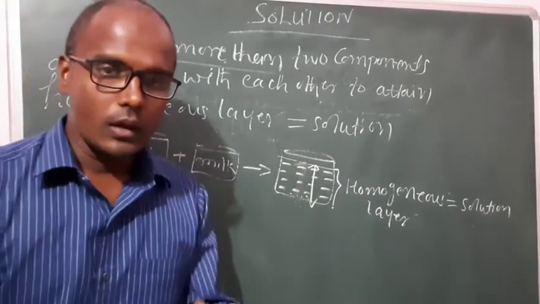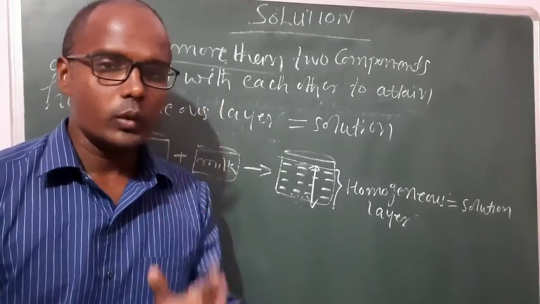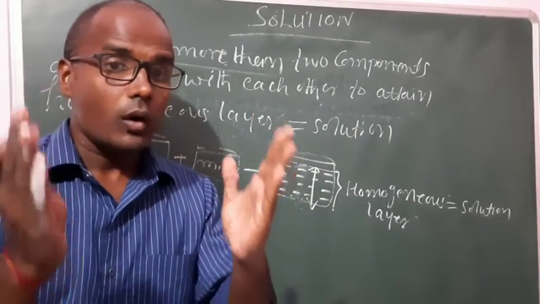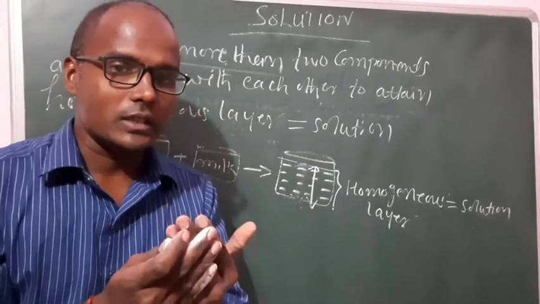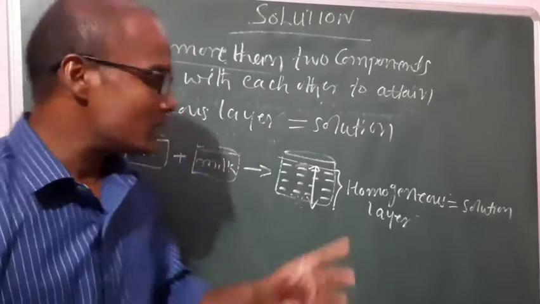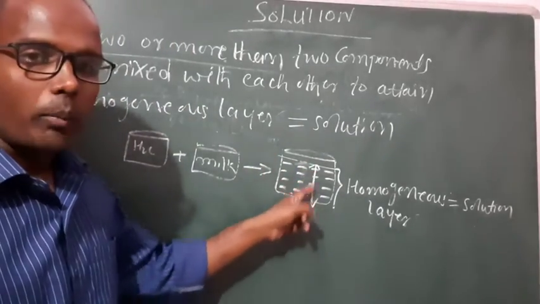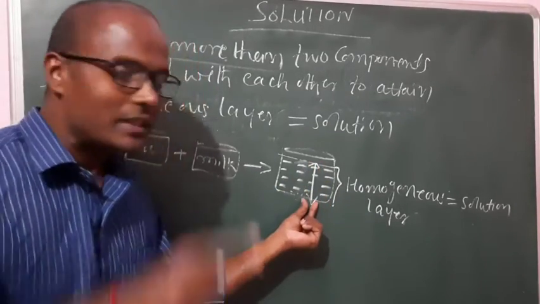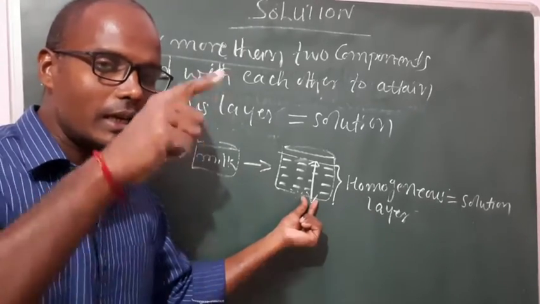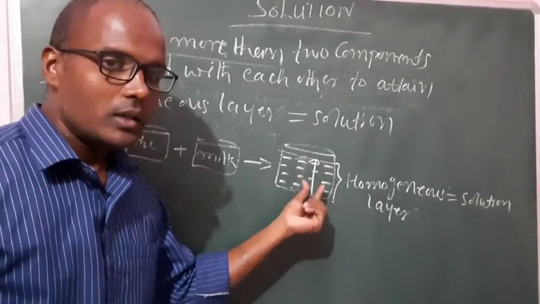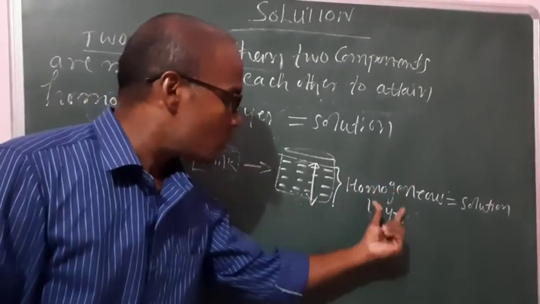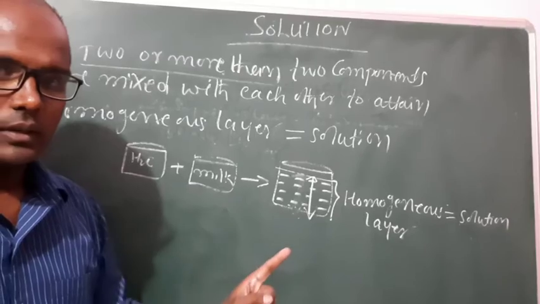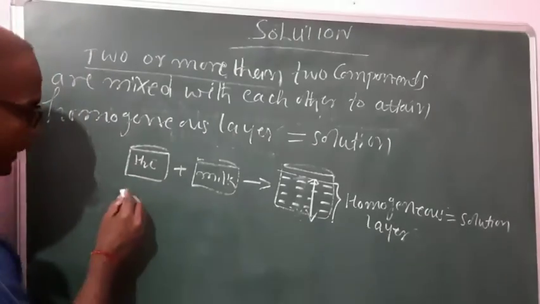If you are using two or more than two components, and they are mixed with one another, it means they are intermixing properly. If they are intermixing properly, then from top to bottom a single layer is present. So this single layer we call a homogeneous layer, nothing but a solution.